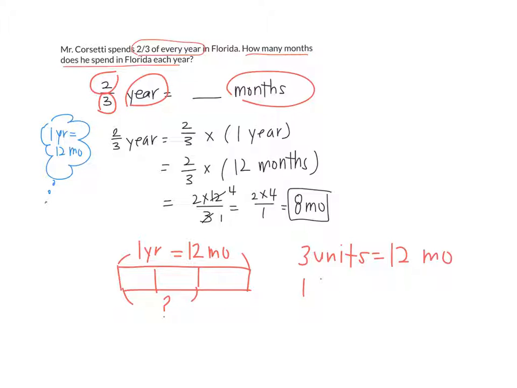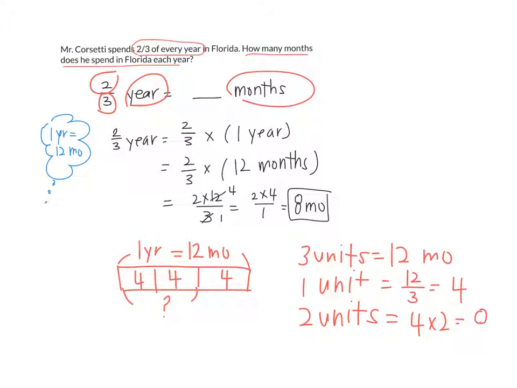How can I find out what the value of 1 unit is? Lydia? 12 divided by 3. Which is 4. That means this unit is worth 4 months, this one's 4 months, and this one is 4 months. Paulina, how many units am I actually trying to find, though? 2. So I have to find out 2 units. And Paulina, what math equation could I do to find out the value of 2 units? 4 times 2. 4 times 2, which is 8 months. Very good. So once again, we have proven that both the tape diagram and the unit conversion method yield the same answer.